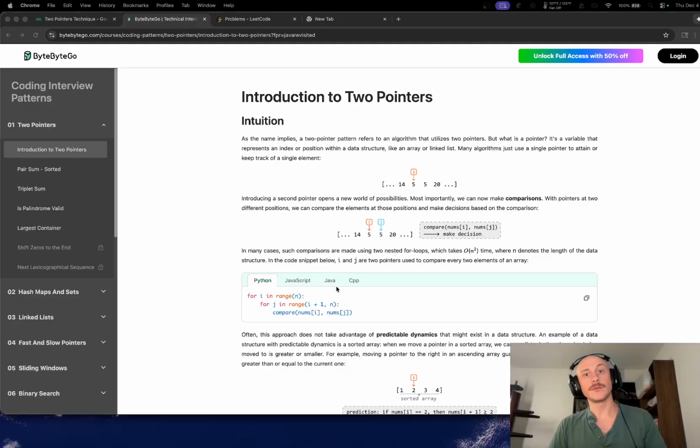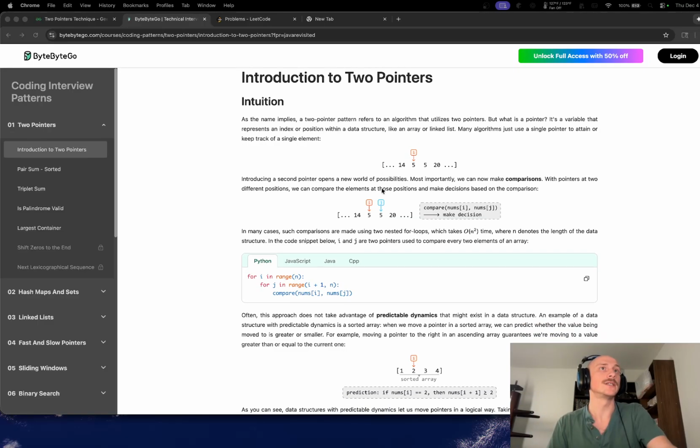Now, I will go ahead and read this out loud so y'all can follow along. As the name implies, a two pointer pattern refers to an algorithm that utilizes two pointers. But what is a pointer? It's a variable that represents an index or position within a data structure like an array or linked list. Many algorithms just use a single pointer to keep track of a single element.